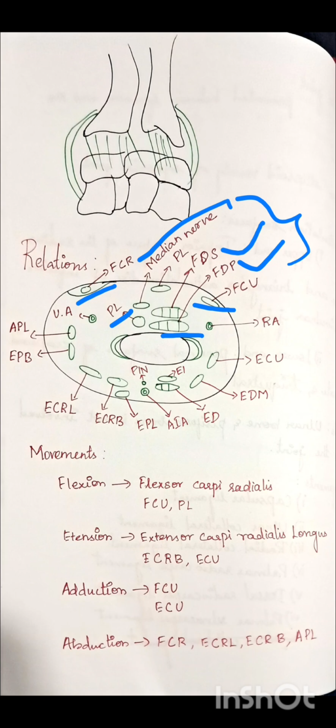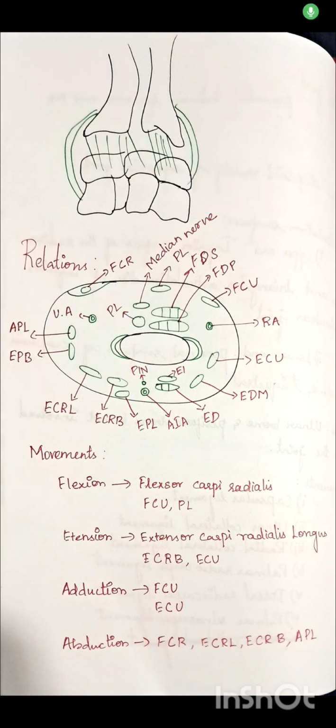And we have some other structures which are present around the wrist joint, the ulnar artery and radial artery. The ulnar artery is on the medial side, and the radial artery is on the lateral side. So these are the relations of the wrist joint.